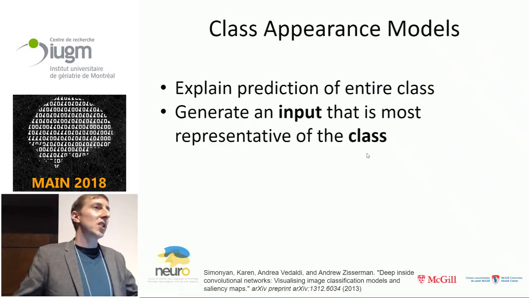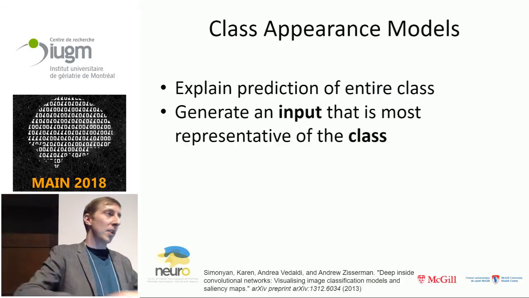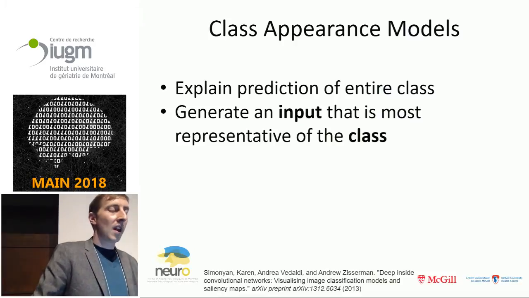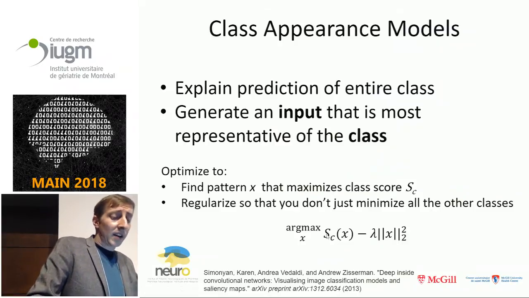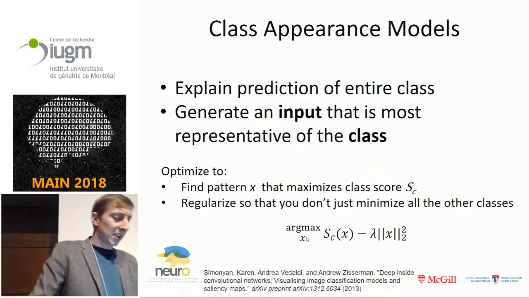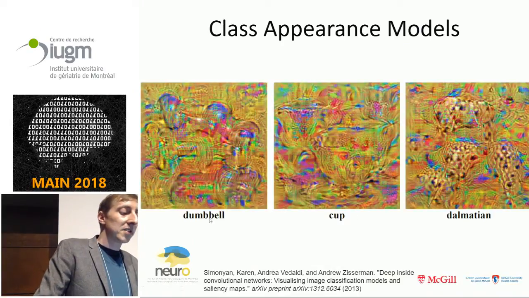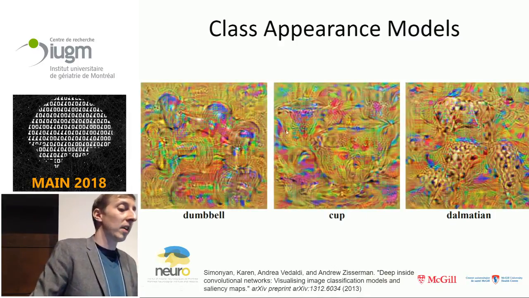There's a whole different approach of trying to visualize what an entire class looks like, what the Pomeranian looks like in the input space to this trained neural network. You can pose this as an optimization problem. You can do gradient ascent to find the input X that gives the maximum classification for class C, and you have to regularize it so you don't end up with trivial solutions. And you end up with these crazy looking maps. So this is what the dumbbell class is represented as, a class appearance model.